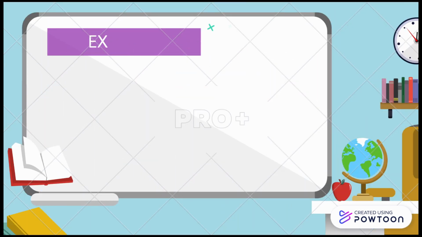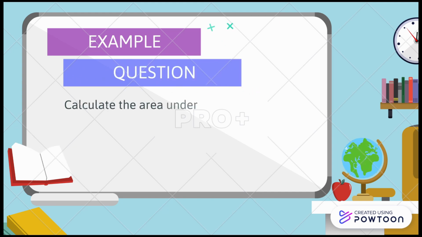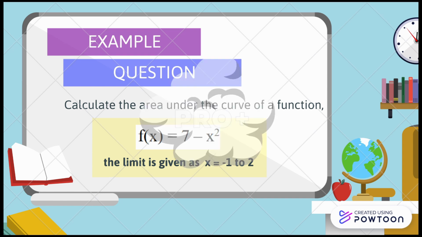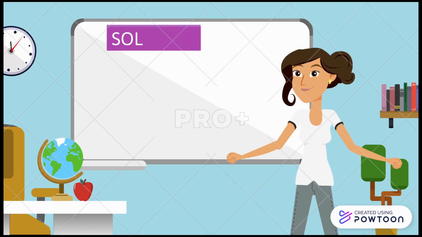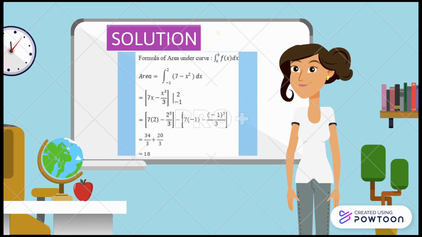For an example, a question is given. The question is, calculate the area under the curve of a function f(x) equals 7 minus x squared. The limit is given as x equals -1 to 2. The solution can be solved by using the formula of area under curve, that is, the integral from a to b of f(x) dx.